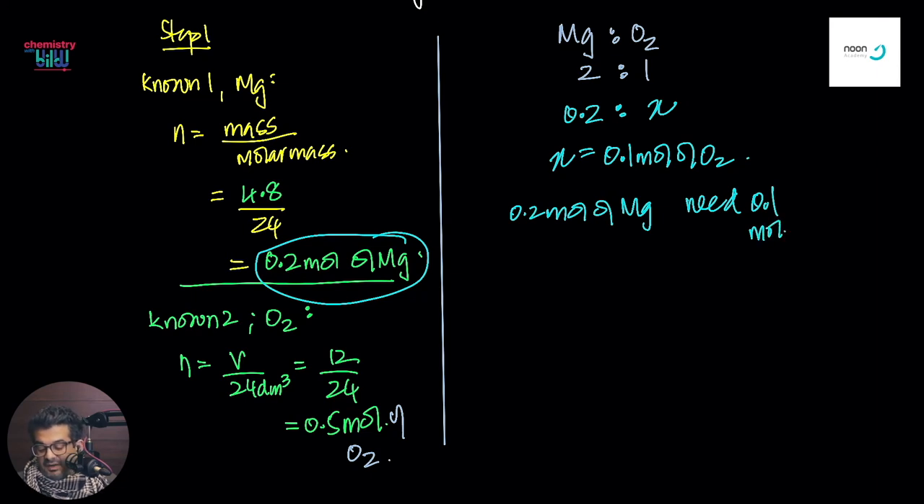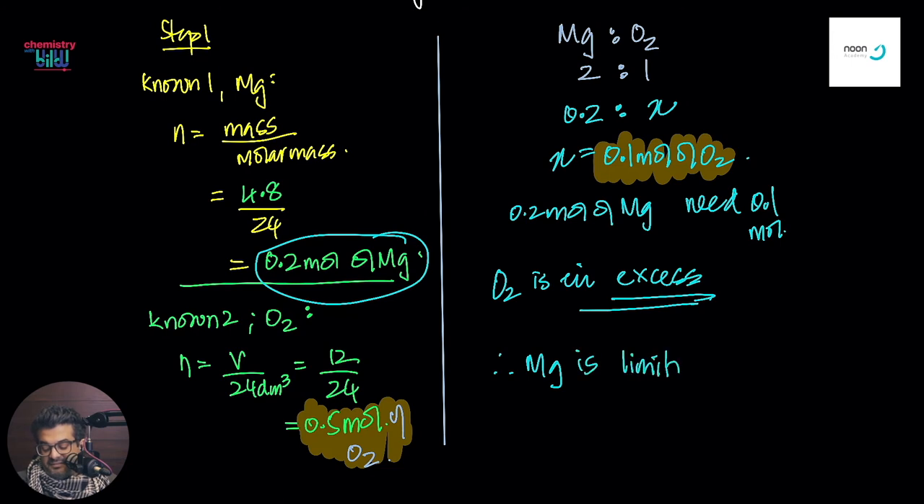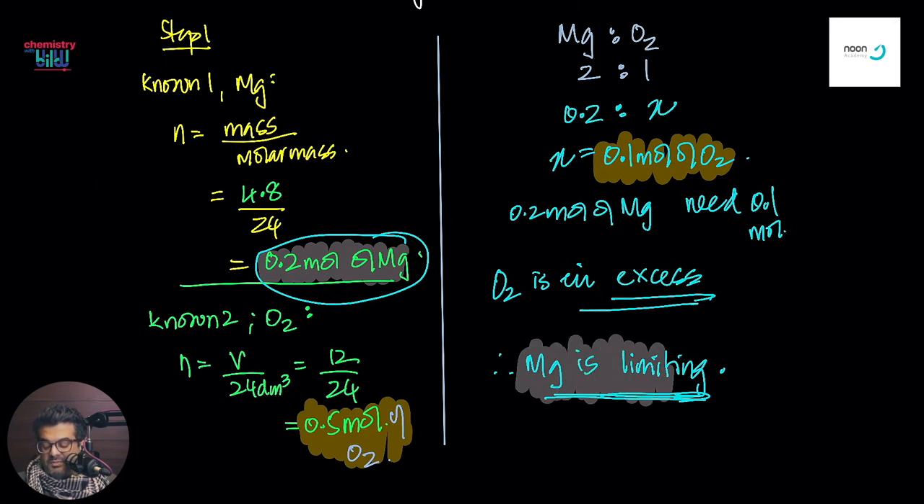But how much oxygen do I have? I had 0.5 moles, so I have more than what I need, which means O2 is in excess. I have extra, exactly, which means therefore magnesium is limiting. If magnesium is limiting, that's the one you are going to use to solve the question. So for step two, you're going to use magnesium. You never use the one that's in excess. You use the one that is limiting. That's the key.